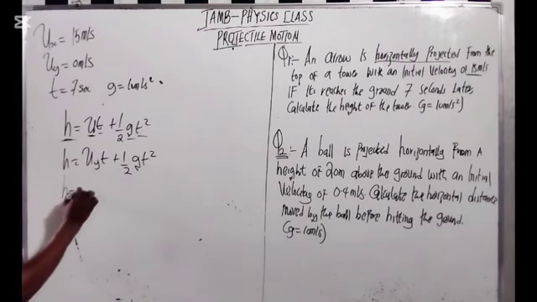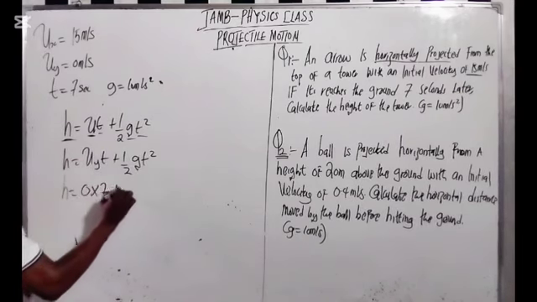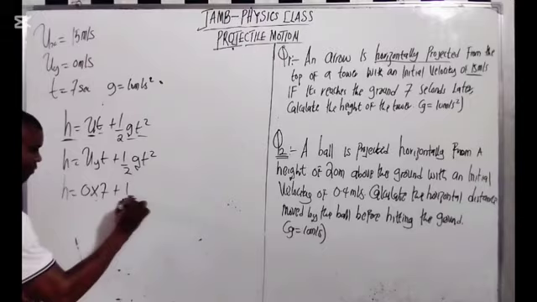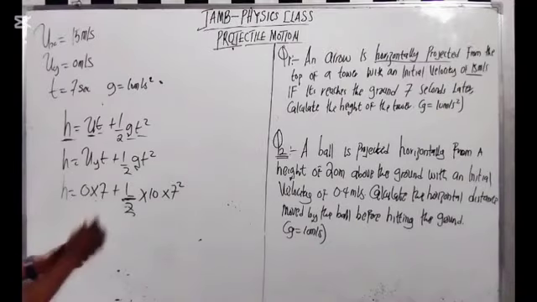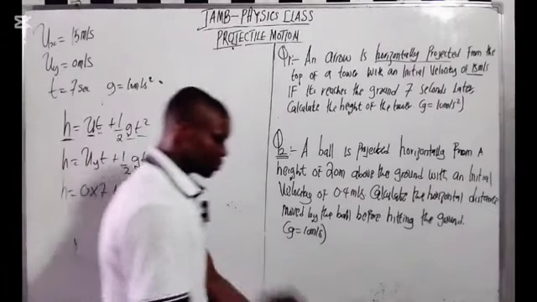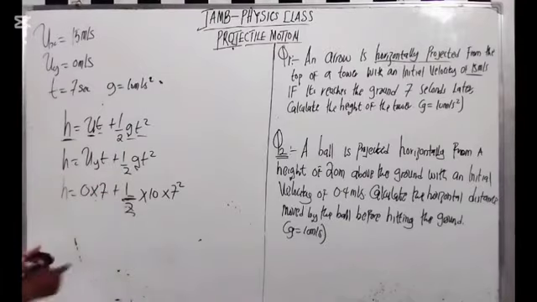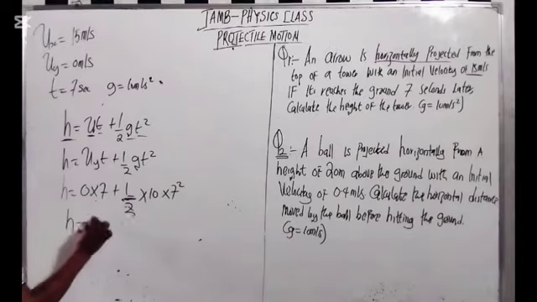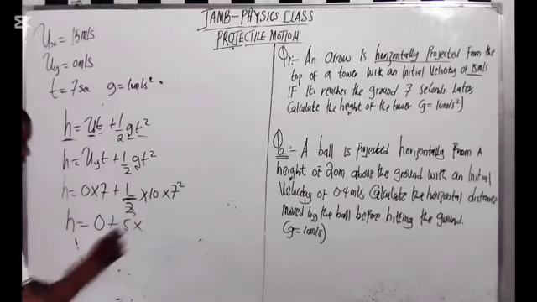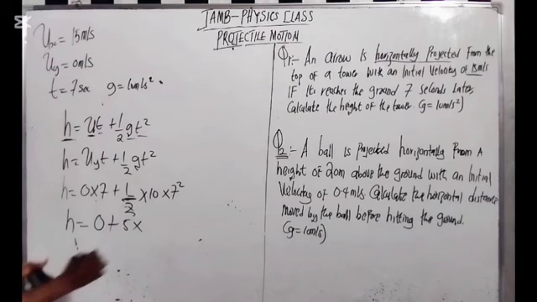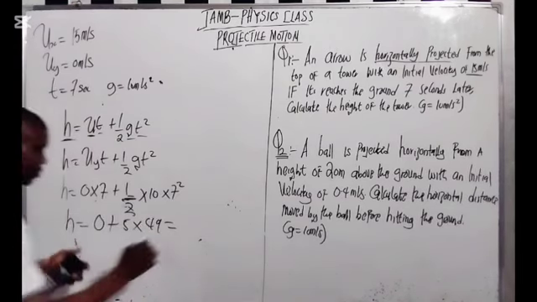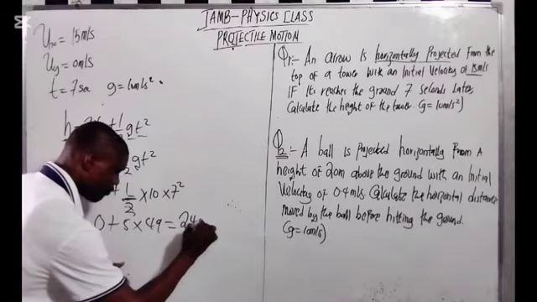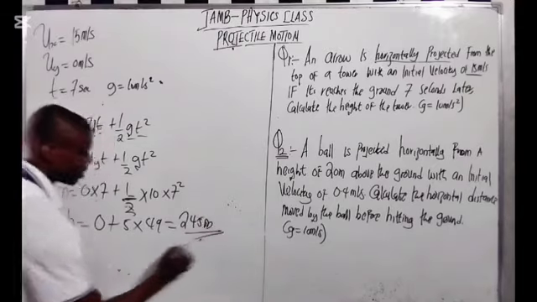So h equals 0 times 7 plus half times 10 times 7 squared. My t is 7. So remember, this one is going to be 0, right? This one is going to be 5. So h equals 0 plus 5 times 7 raised to power 2, which is 49, right? 49 times 5 is 245 meters. That is the answer.